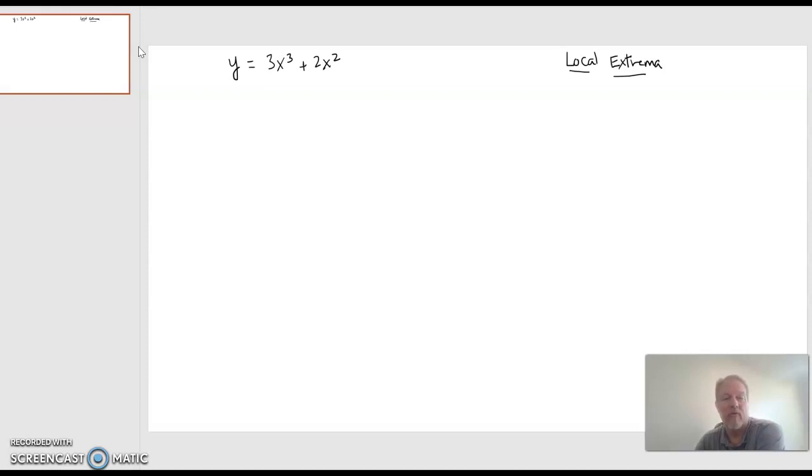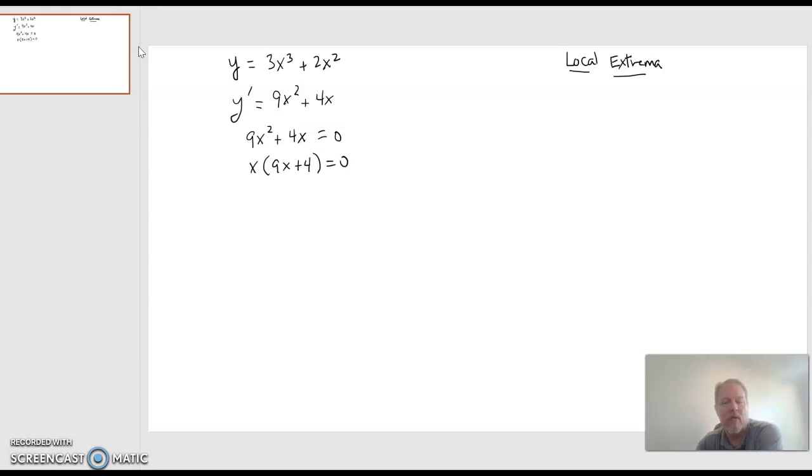So we have to take the first derivative of this. Pretty simple one. You get 9x squared plus 4x. Set that equal to 0. Notice there's no place that 9x squared plus 4x is undefined, so we don't have to worry about kinks in the original equation. But 9x squared plus 4x is set equal to 0. If you factor out the x, you get x times 9x plus 4.